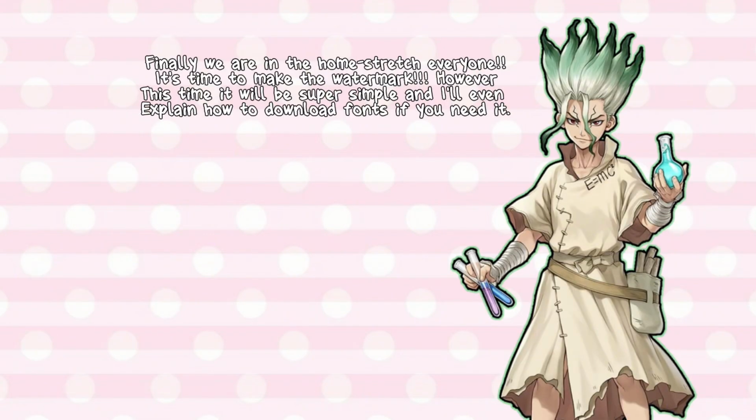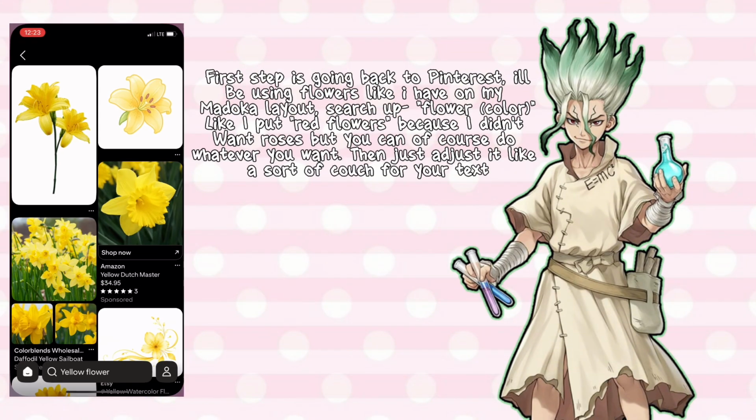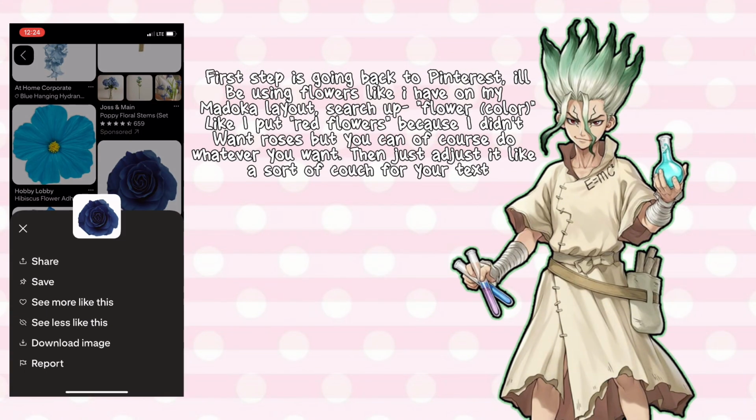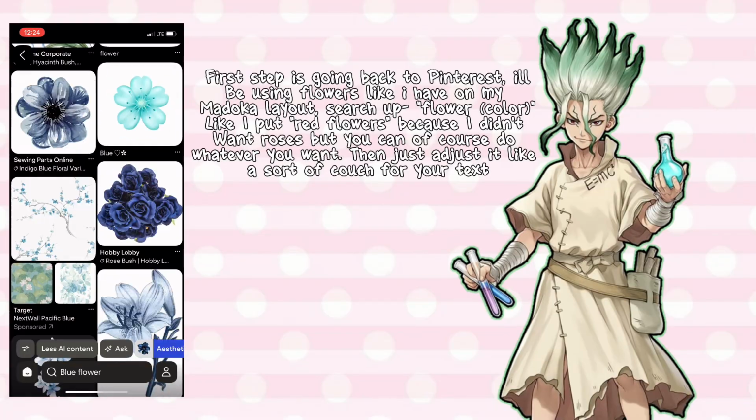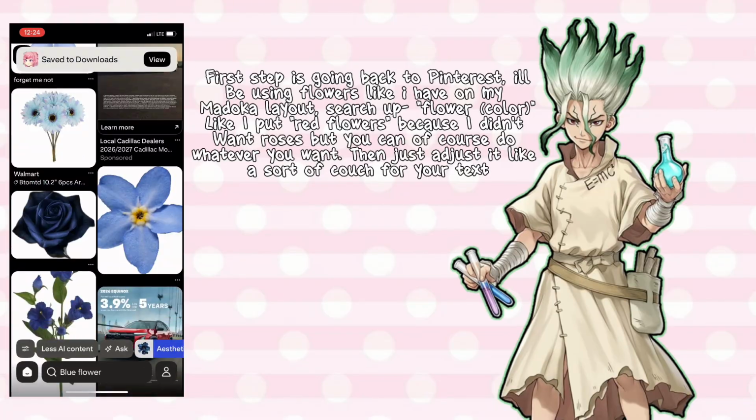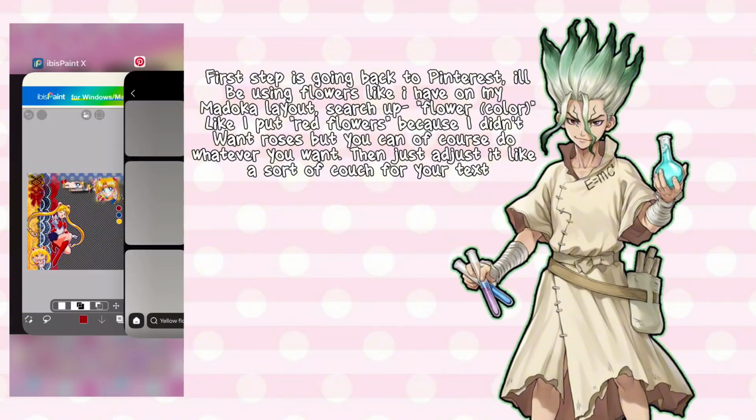Finally, we are in the home stretch, everyone. It's time to make the watermark. However, this time it will be super simple, and I'll even explain how to download fonts if you need it. First step is going back to Pinterest. I'll be using flowers like I have on my Madoka layout. Search up flower color, like I put red flowers, because I didn't want roses, but you can of course do whatever you want. Then just adjust it like a sort of couch for your text.